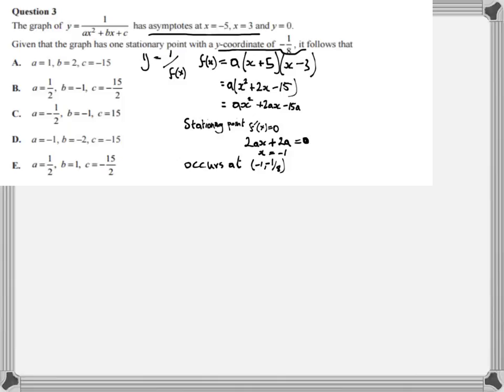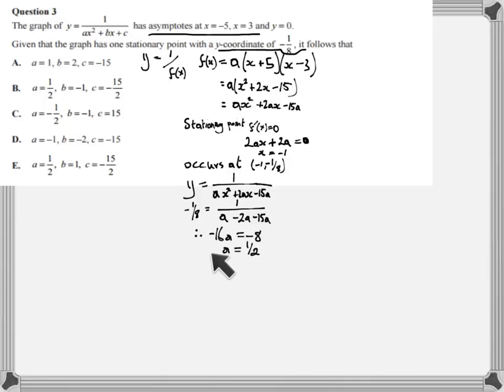So let's use that, and let's substitute that into our function of x, into our reciprocal function, that is. So substitute the y coordinate of -1/8, and I substitute in -1 into the quadratic at the bottom, into the x squared, and then the x. And now I'm going to simplify the denominator there to give us a -16a. And by taking the reciprocal of the left-hand side and the right-hand side, I can form this equation. -16a is equal to -8. So that means a must be a half.